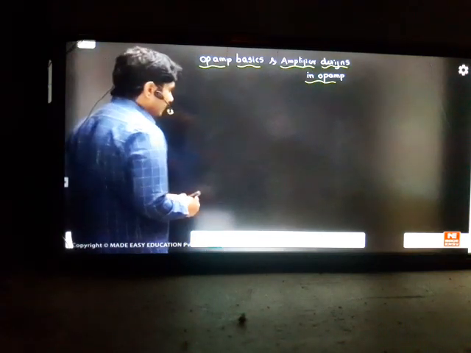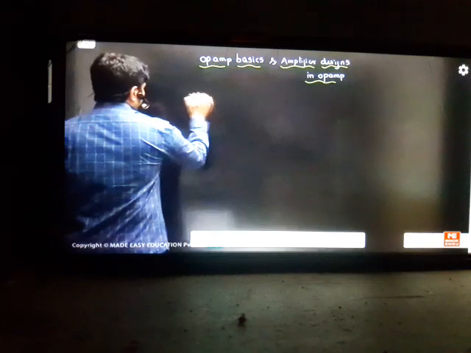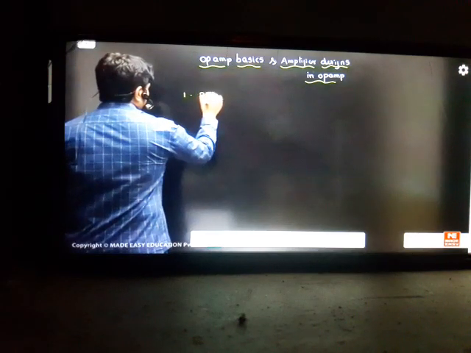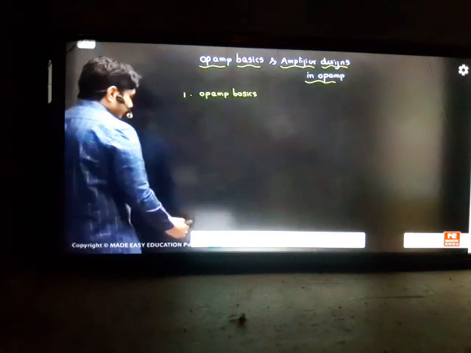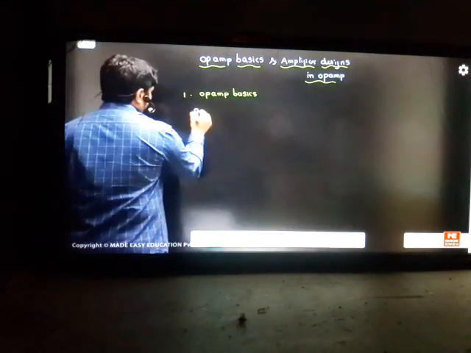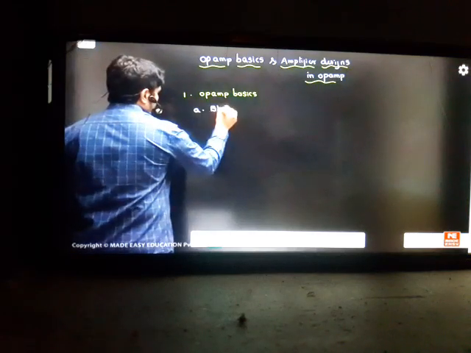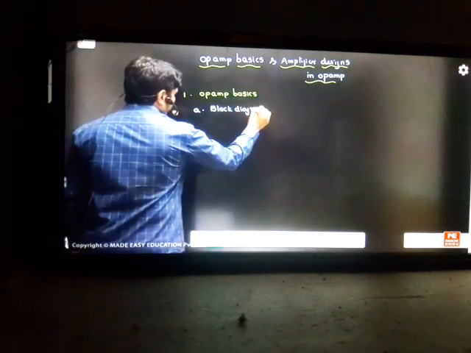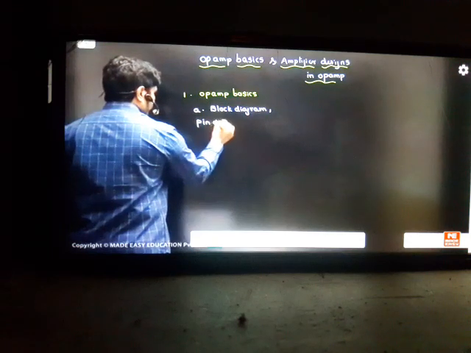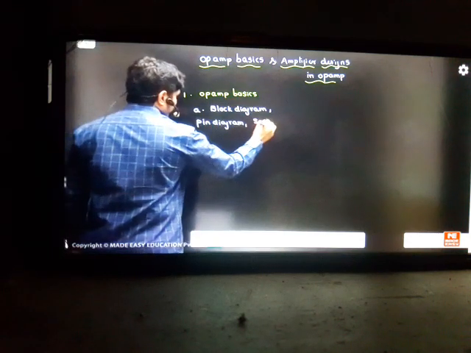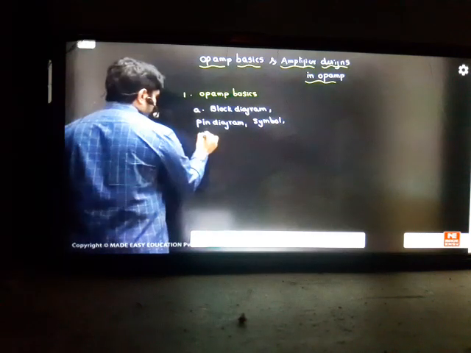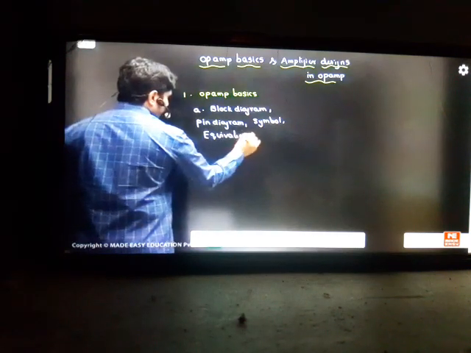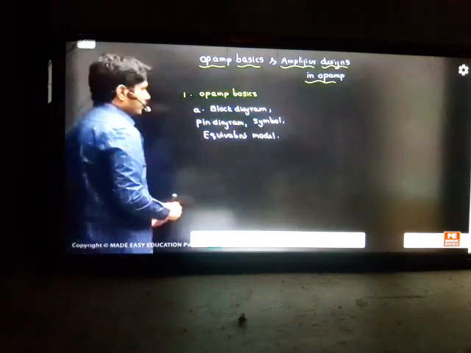We'll have a good number of topics to explain. So how I'm going to analyze these topics, try to see. In the first topic, we'll consider op-amp basics. In the basics, first we are trying to understand the block diagram, some basic fundamental points: how a block diagram will be, how a pin diagram will be, how a symbol will be, how an equivalent model will be. All these issues I'll cover in the first basics for you.